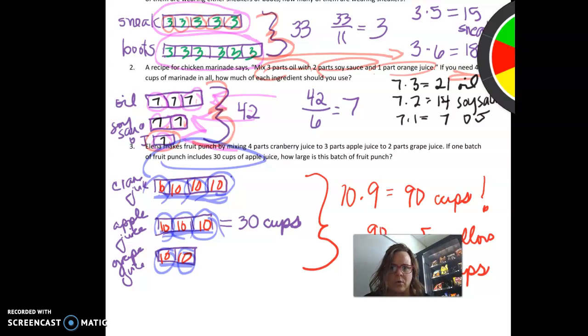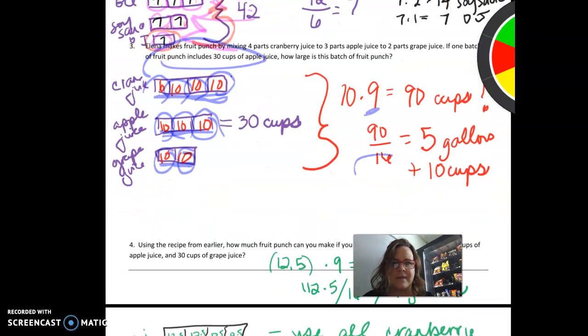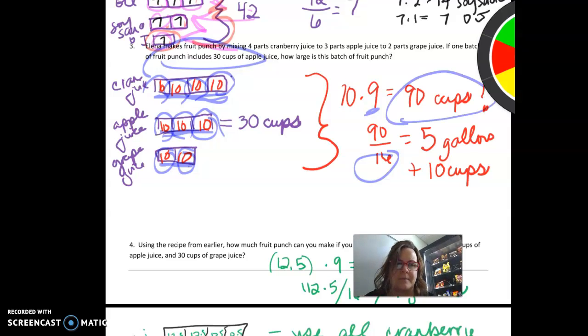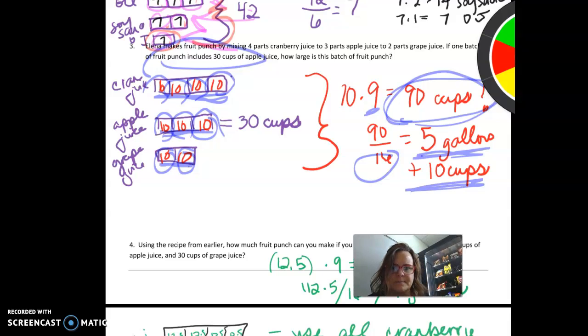So how many total cups is this batch? Well, let's look at how many 10s I have. I've got 4 plus 3 plus 2, or 9, and 10 times 9 is 90 cups. And then if you wanted to take it one step further, you could divide that by 16 to get how many gallons. You did not have to do this. So 90 cups is the correct answer. But I took it one step further. 90 divided by 16 gives me 5 gallons and 10 cups.